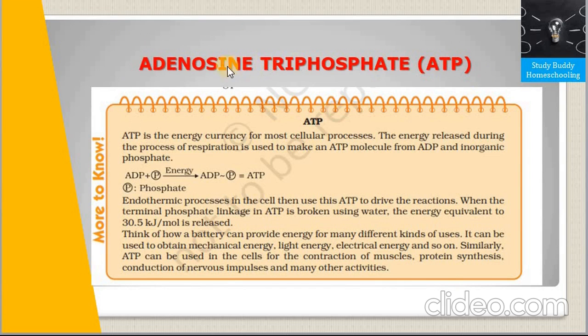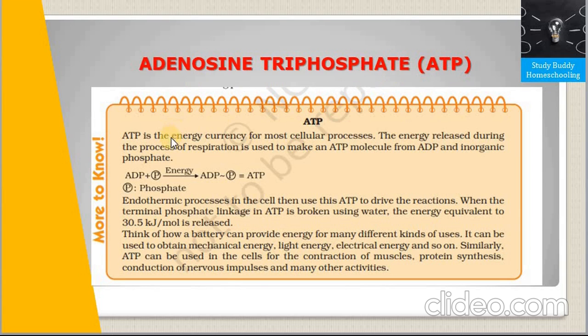Let's see ATP. ATP is adenosine triphosphate. ATP is called the energy currency of the cell. Why is it called the energy currency of the cell? For all the different functions of the cells, like contraction of muscles, protein synthesis, conduction of nerve impulses or muscular movements, this energy in the form of ATP is utilized.